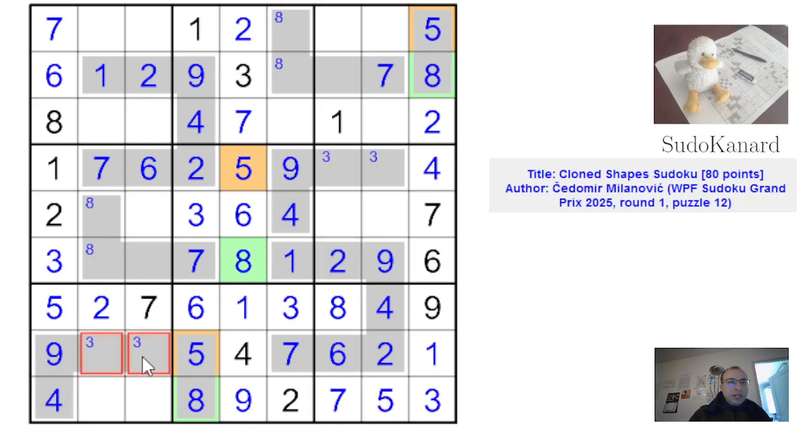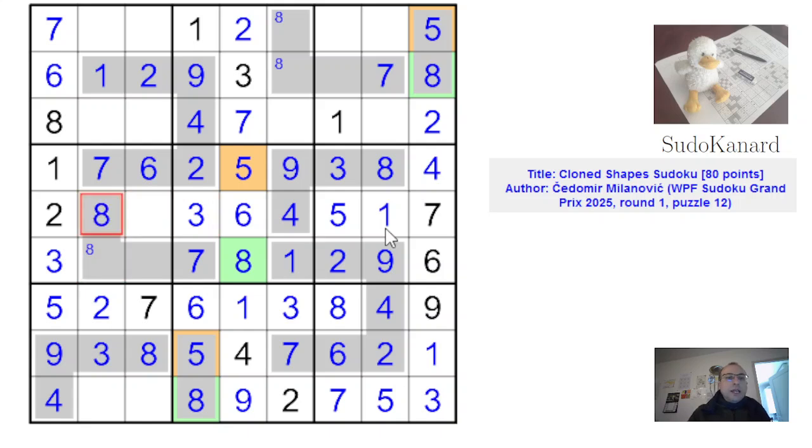Here we need 3 and 8, but there's an 8 in here. So that's the 3, that's the 8. They are cloned into those cells. Those are 1 and 5. There's a 1 here. That's not an 8 anymore. 8 goes here and it's cloned into this cell. And we could see that from this digit. 5 here goes there and it's cloned into this cell.